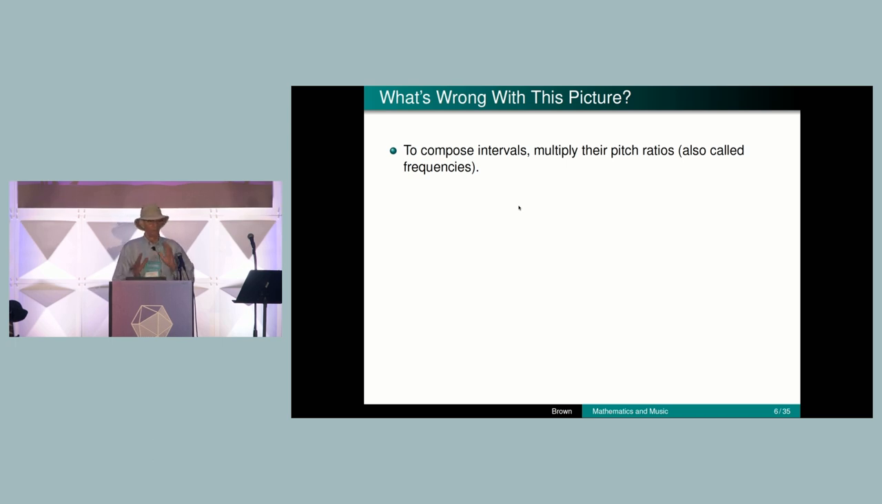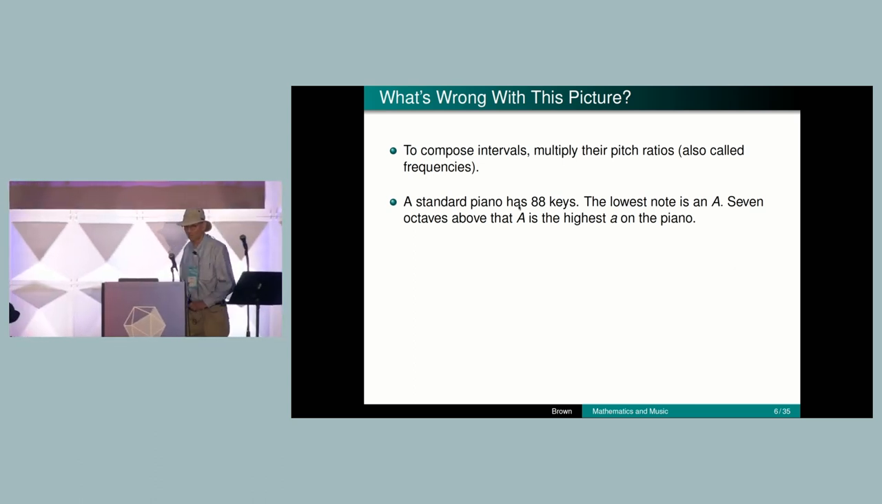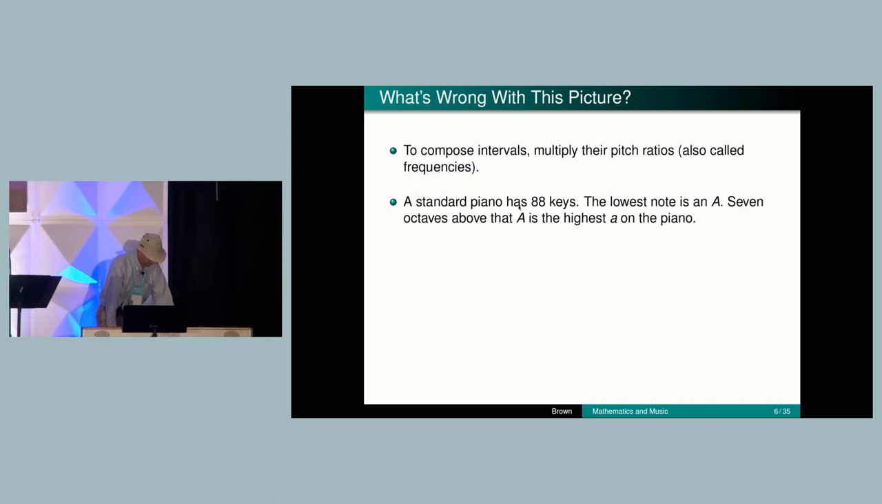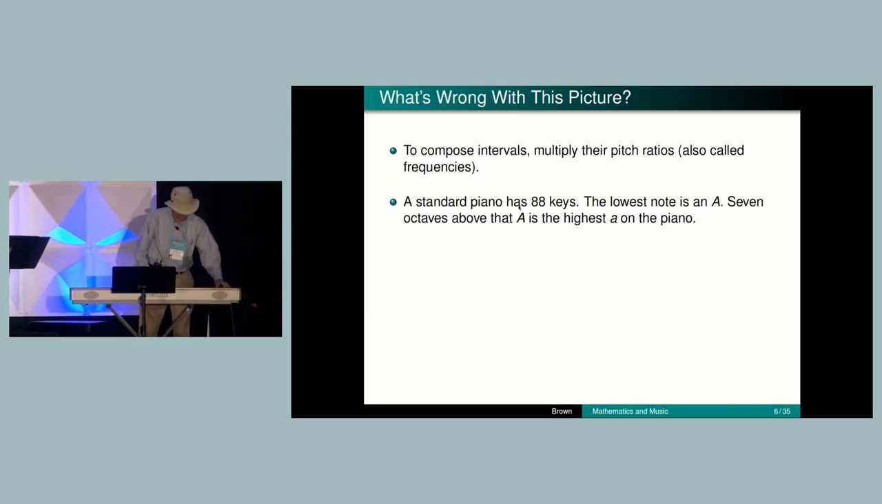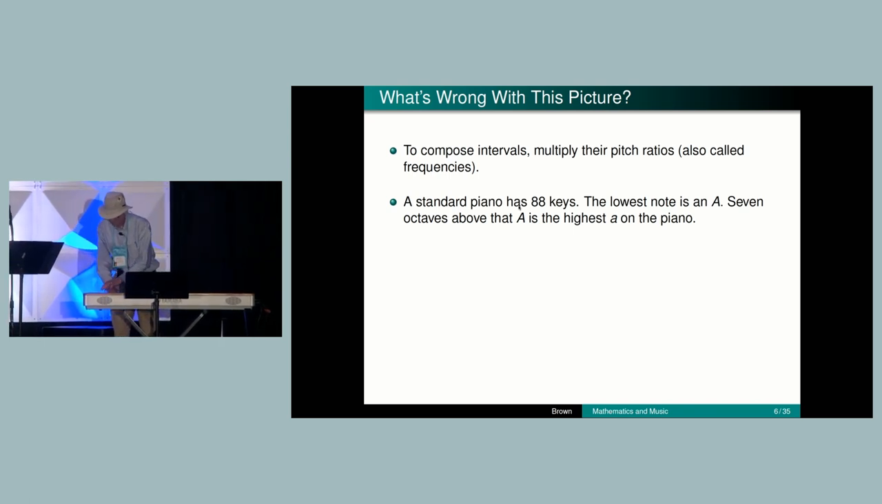So what's wrong with this picture? We compose intervals by multiplying their pitch ratios. One of our speakers pretty much told this whole story, but I didn't know that in advance. Now a standard piano has 88 keys. I'm not going to play all of them. The lowest note is an A, and seven octaves above that A is the highest A on the piano. Seven octaves.